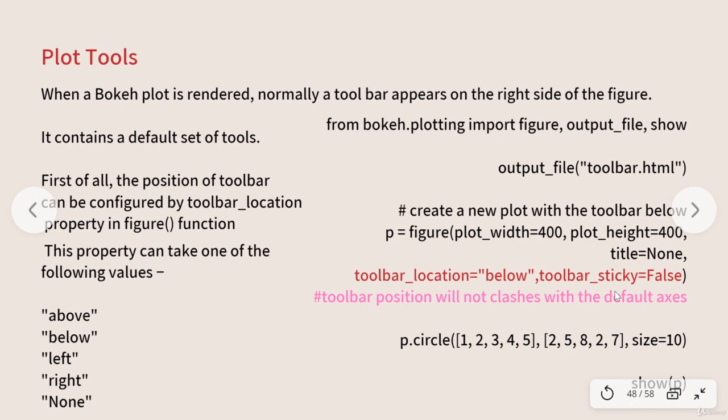Now what this parameter is all about is that sometimes when you are mentioning toolbar location below, it coincides with the x-axis. So there might be a possibility that it might be overlapping the axis. If you want to make sure that that thing should not happen, you have to mention another parameter, which is toolbar underscore sticky equal to false. So when you specify this, it will not stick to the axis.